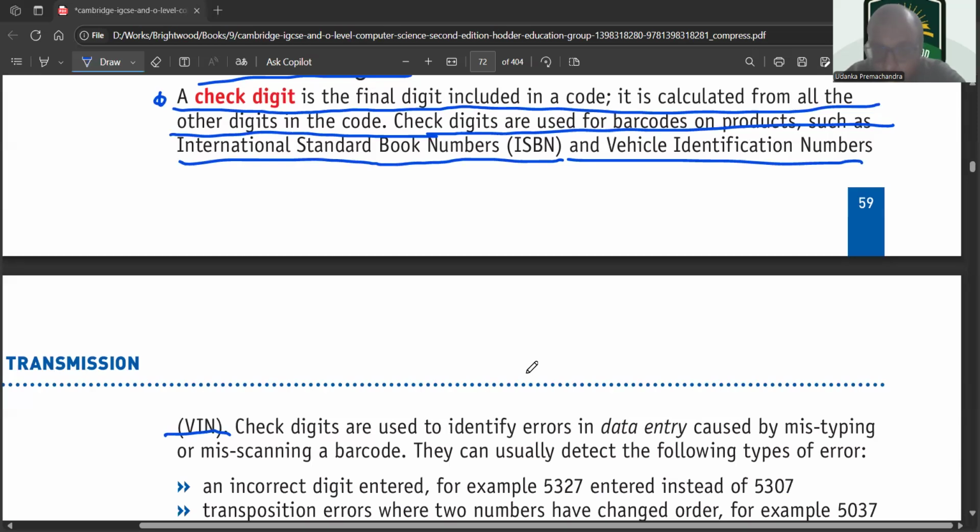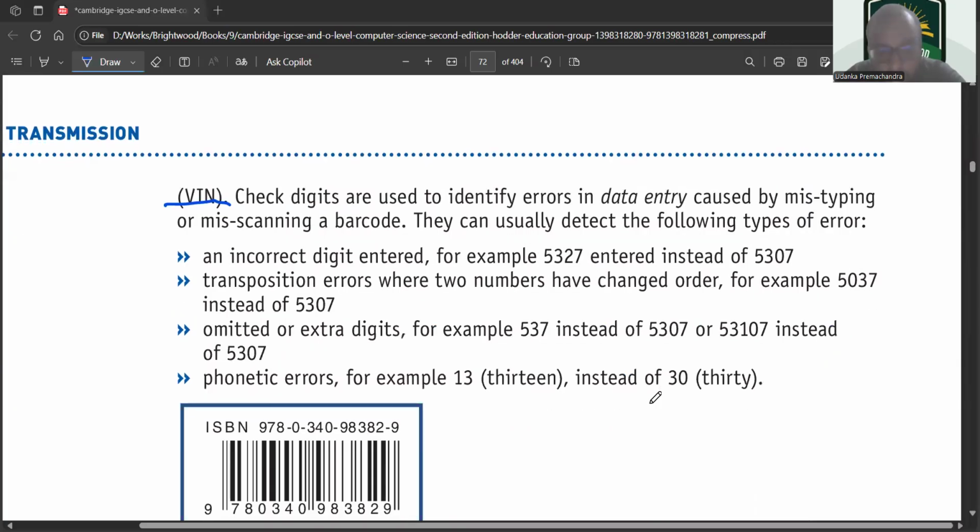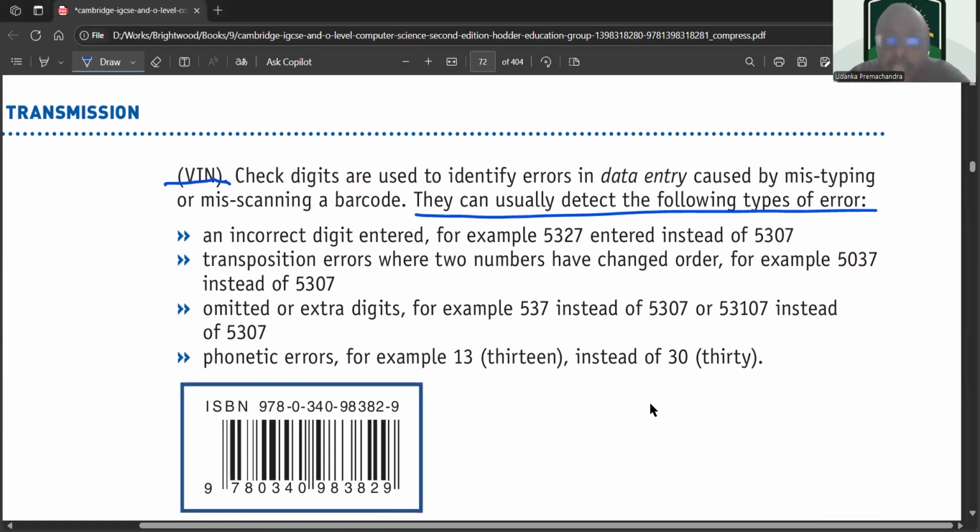Normally they can usually detect the following types of errors. What types of errors? It can be an incorrect digit entered. That means, for example, 5327 entered instead of 5307. It can be identified like that.